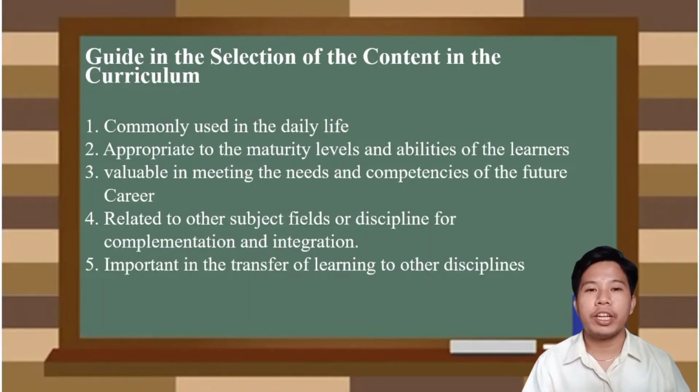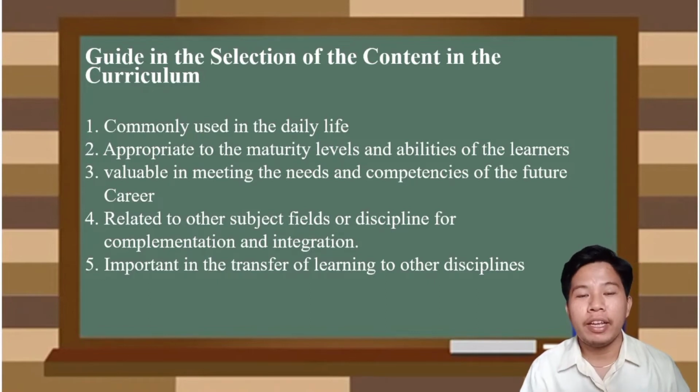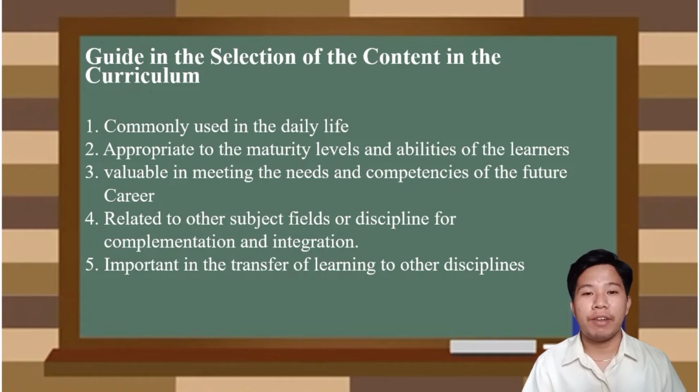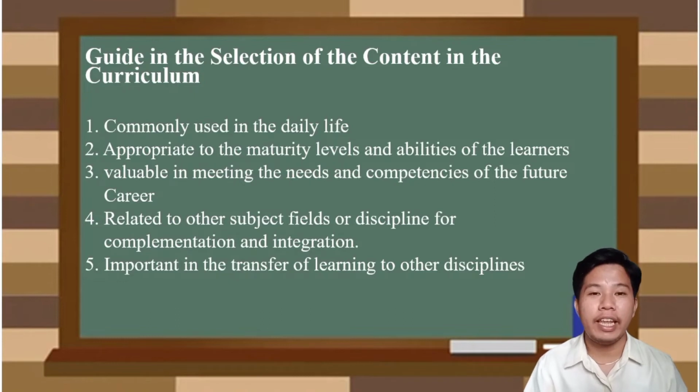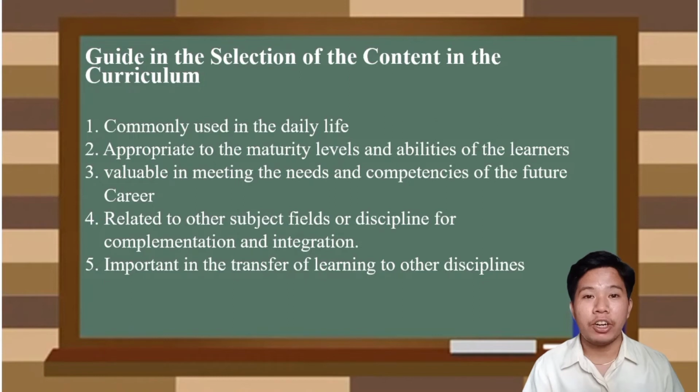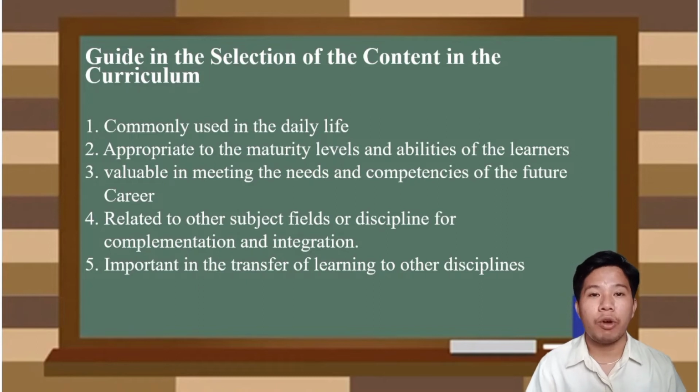So we come now to the guide in the selection of the content in the curriculum. Number one, commonly used in daily life. Number two, appropriate to the maturity levels and the abilities of the learners. Number three, valuable in meeting the needs and the competencies of the future career. Number four, related to other subjects, fields or disciplines for complementation and integration. Number five, important in the transfer of learning to other disciplines.